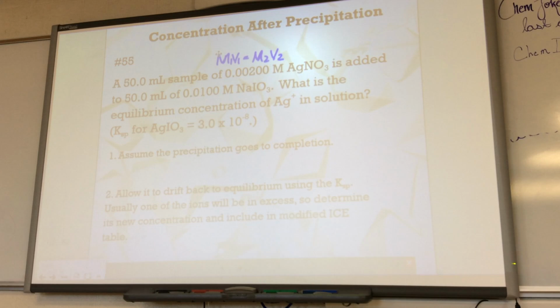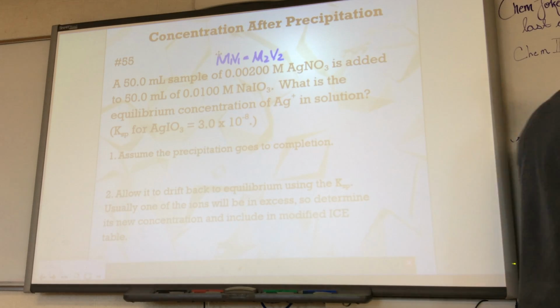Okay, are you good with what you're writing? Here's what I mean by this. We wind up having two different changes. Normally we have an ice table in which you have the initial concentration, and then there's a change, it goes one way or the other, and then we get to equilibrium. In this case, though, we're going to have two different changes. We're going to have the complete precipitation, as much as will happen, to completion. And then it's got to drift back, so it's got to have another change.